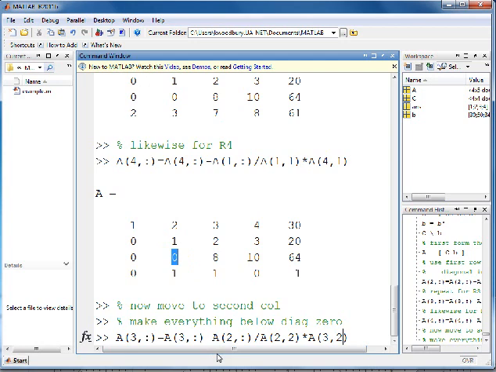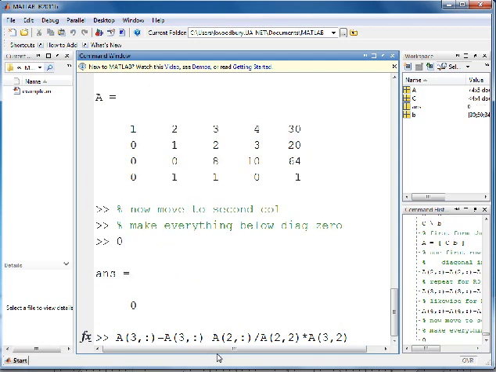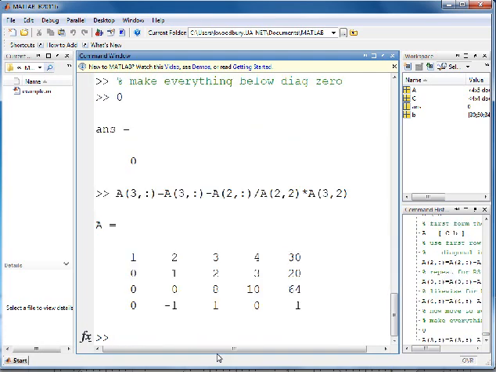All right. What happened there? Sorry. A 3, 2, all the rows, A 2, 2, and then multiply that times A 3, 2. There we go. It shouldn't make any difference because we multiplied through by zero. I don't know what happened just before.